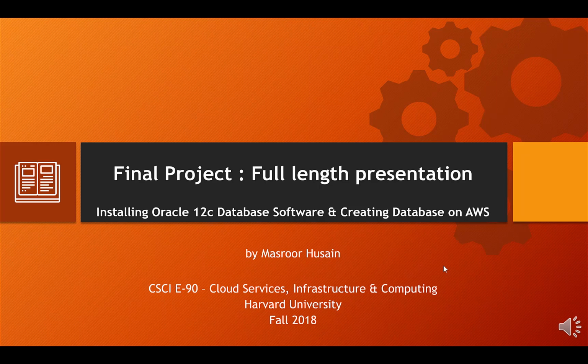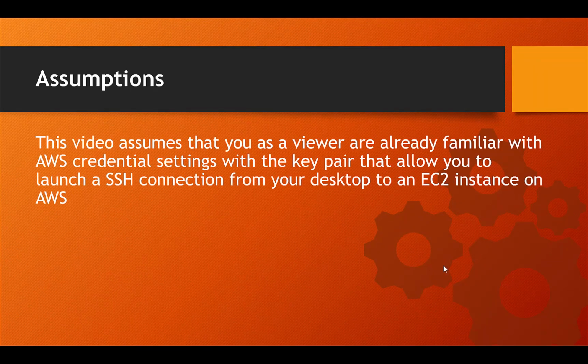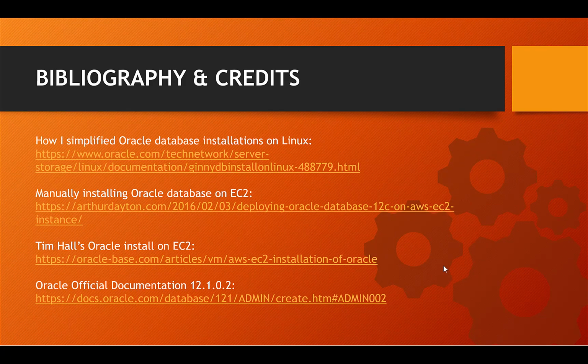The project is about rapidly building an Oracle 12c database on Amazon Web Services. This video assumes that you as a viewer are already familiar with AWS credential settings with the key pair that allow you to launch a SSH connection from your desktop to an EC2 instance on AWS. And these are some of the sources I use to build the Oracle database environment on the Amazon cloud.